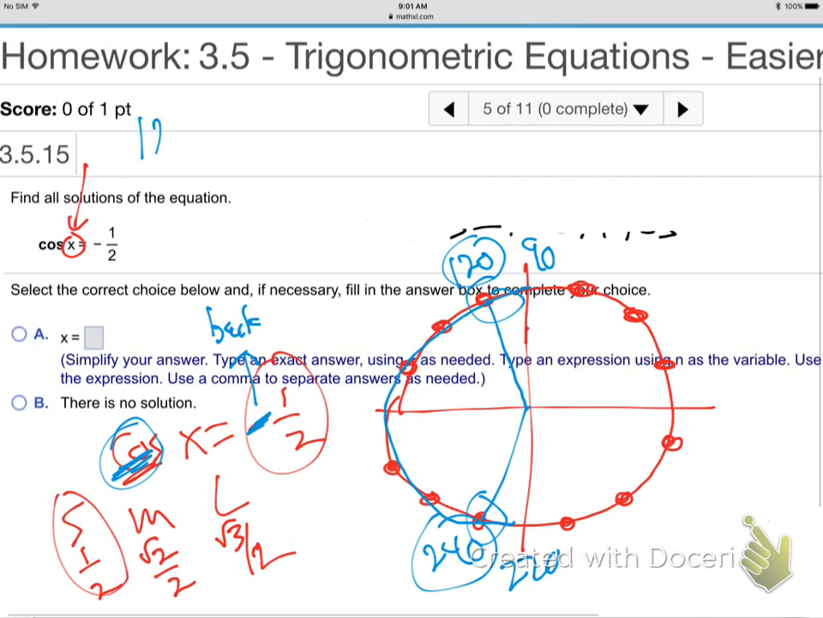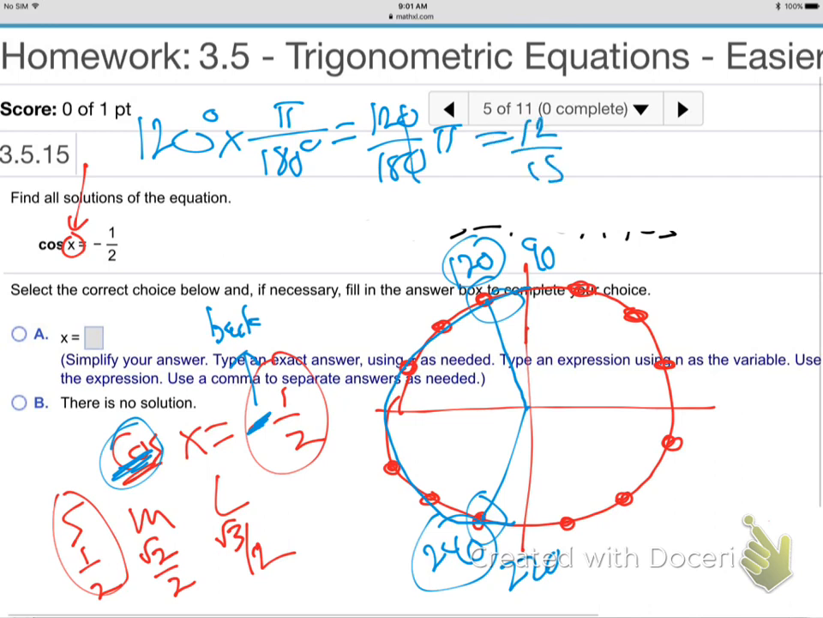So 120 degrees times pi over 180, right? So that's 120 over 180 pi. Cut out the zeros, 12/18 pi. Reduce it, divide by 6, top and bottom. 2/3 pi, so that's one of the answers.